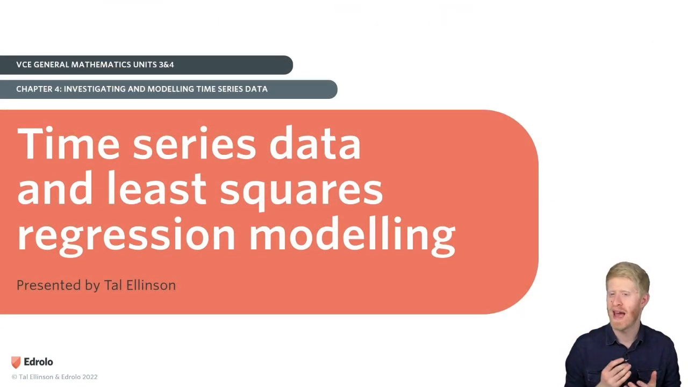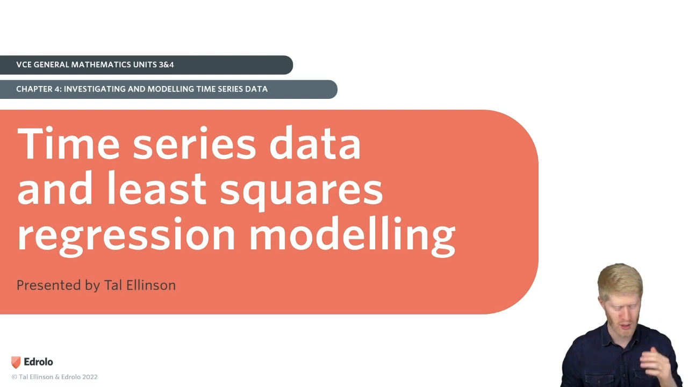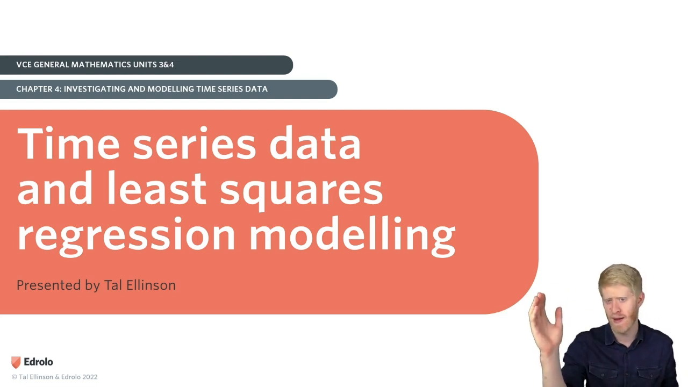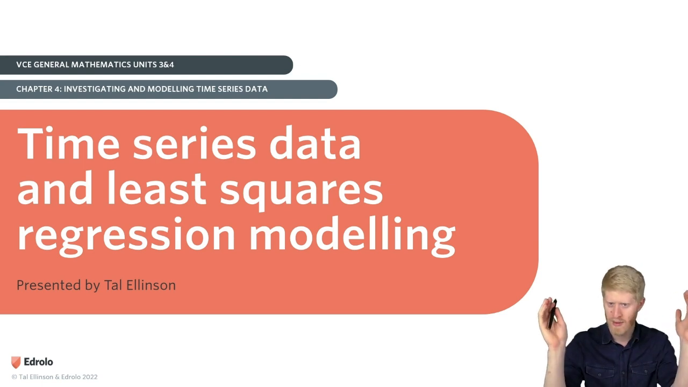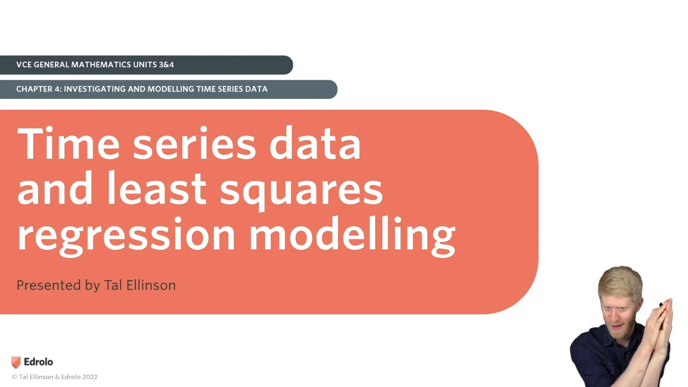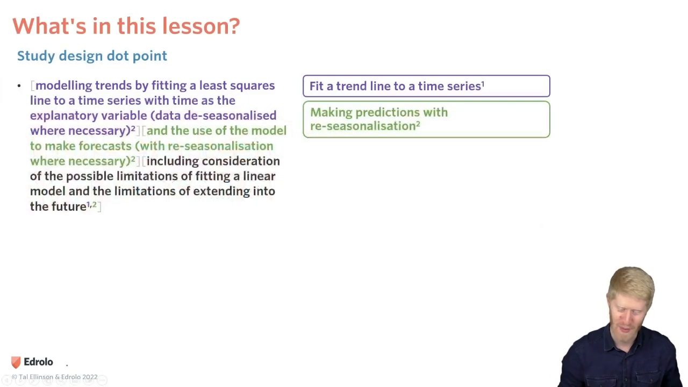We've learned two powerful skills in our course so far: how to make predictions using linear regression, and how to deseasonalize data and to account for seasonality. What's going to happen if we bring the two together? That's what we'll look at in today's lesson. There'll be two key skills: how do we fit a trend line to a time series, and how do we make predictions with reseasonalizing the data.